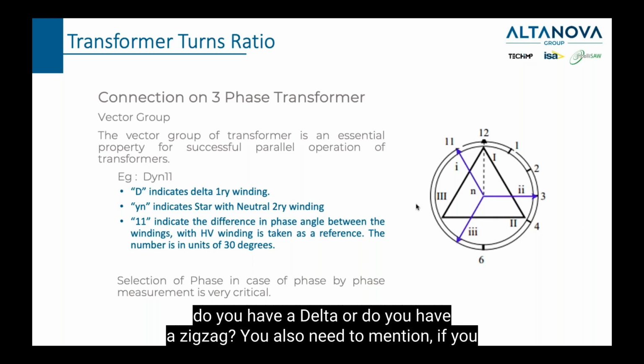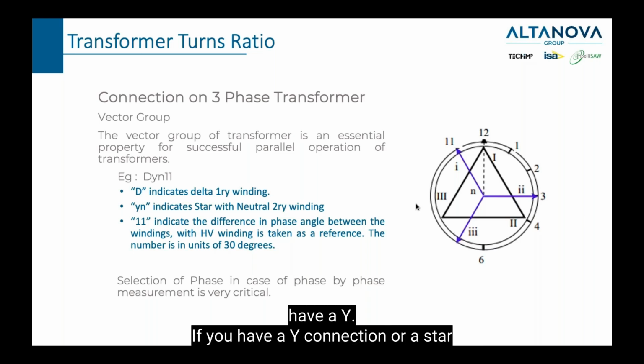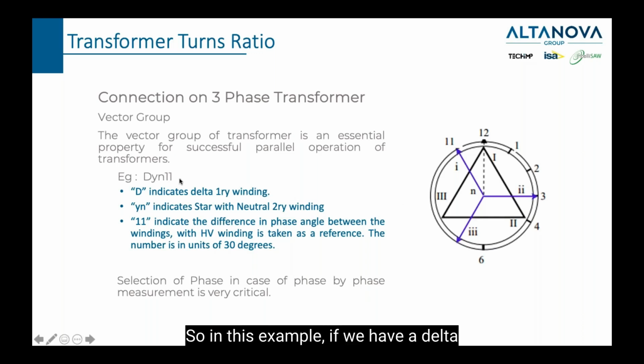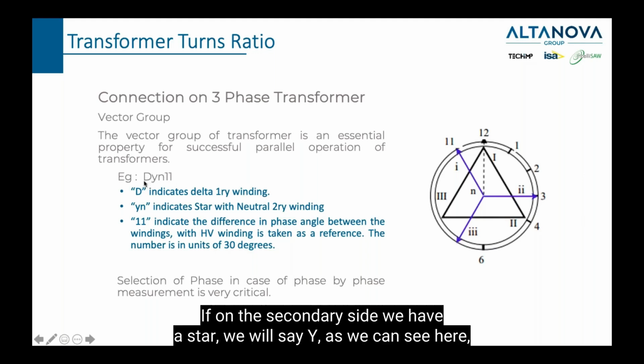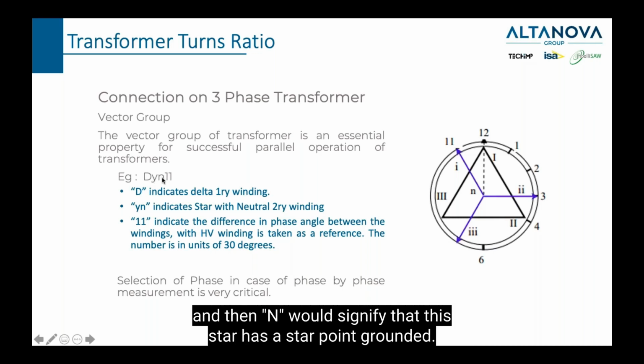You also need to mention, if you have a Y connection or a star connection, is your star point grounded or not? So in this example, if we have a delta on the primary side, we will say D, and it will be in caps lock. If on the secondary side we have a star, we will say Y, as we can see here. And then N would signify that this star has a grounded star point.